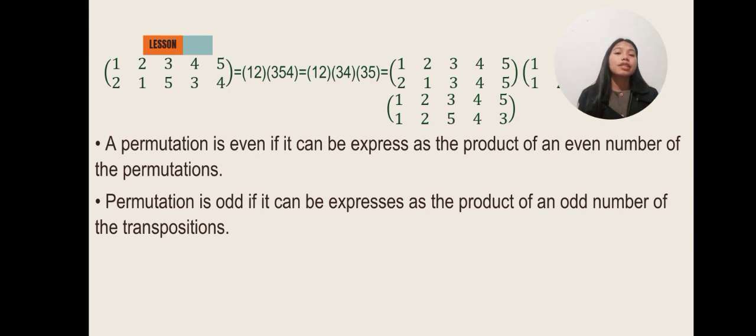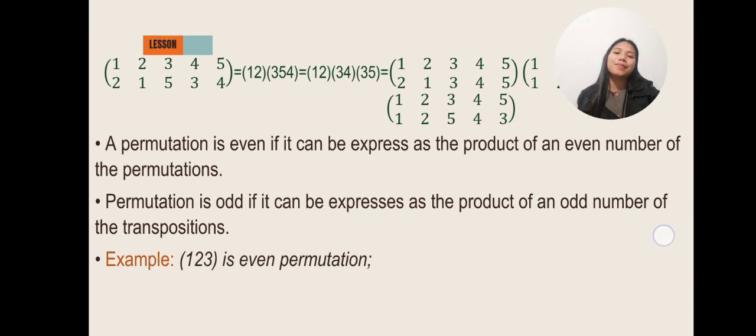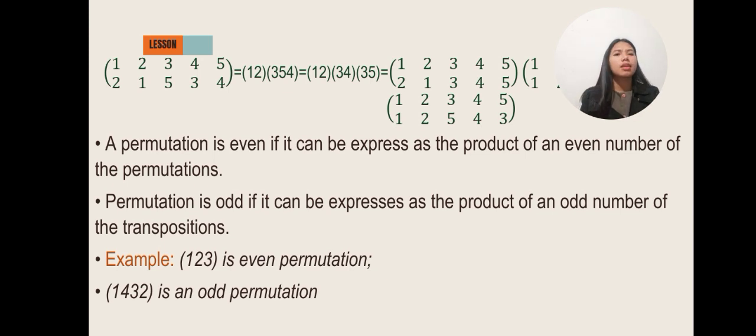A permutation is odd if it can be expressed as a product of an odd number of transpositions. For example, we have here (1 2 3) as an even permutation. Why is it even? Because 1 is mapped to 2 and 2 is mapped to 3, so there are only two mappings there. So, that is an even permutation.